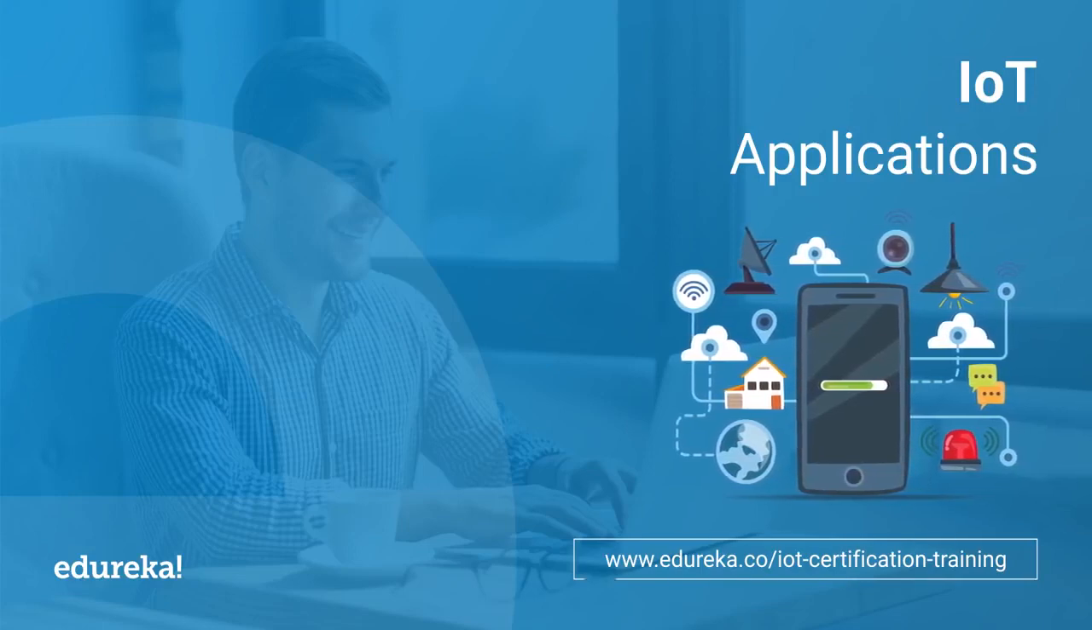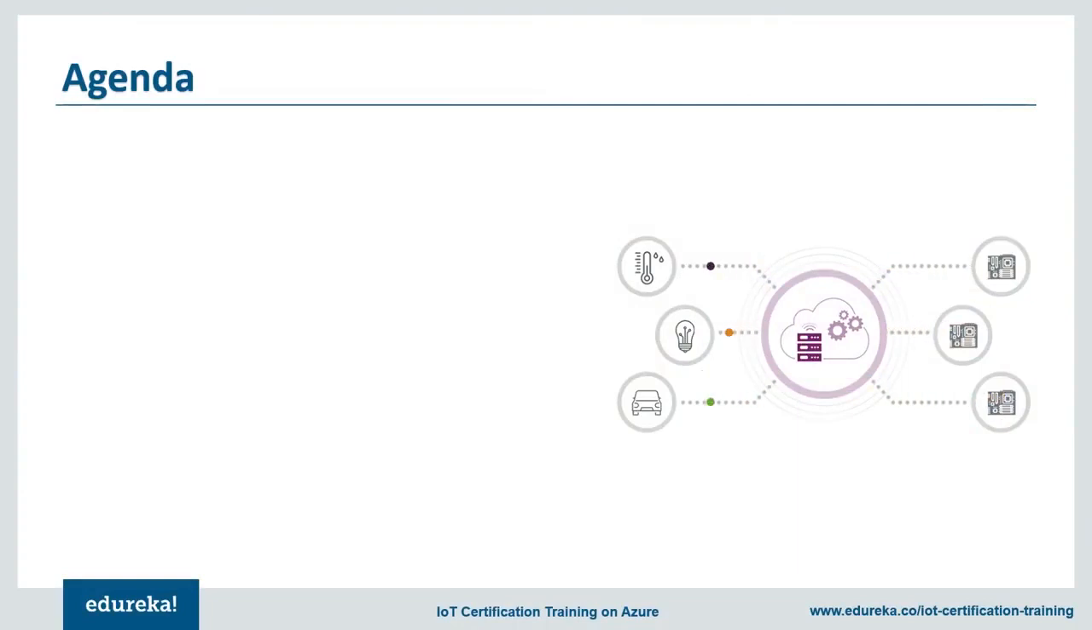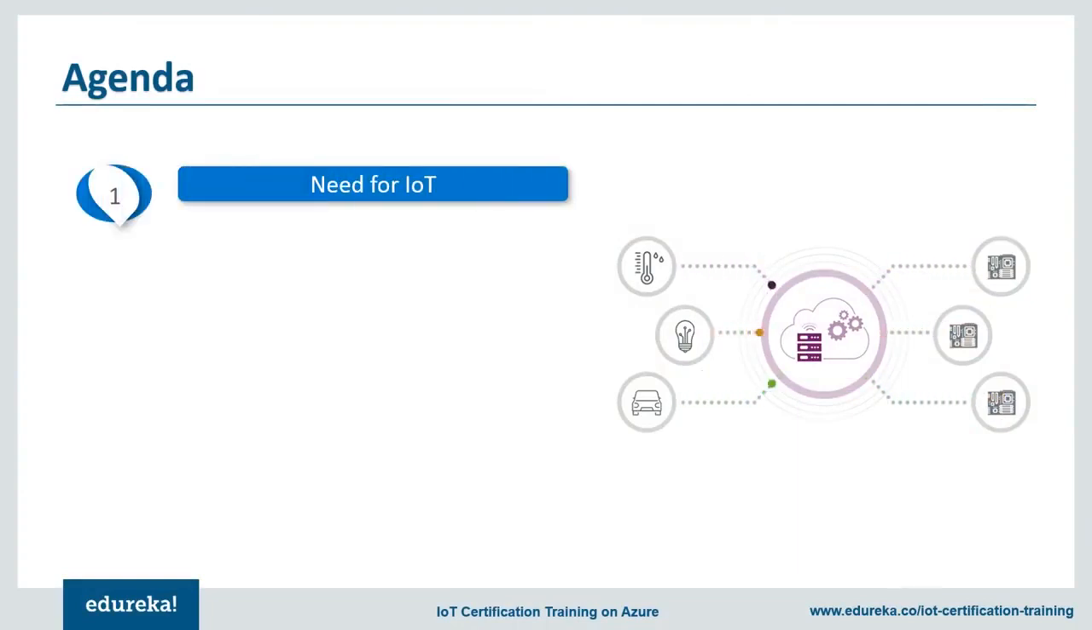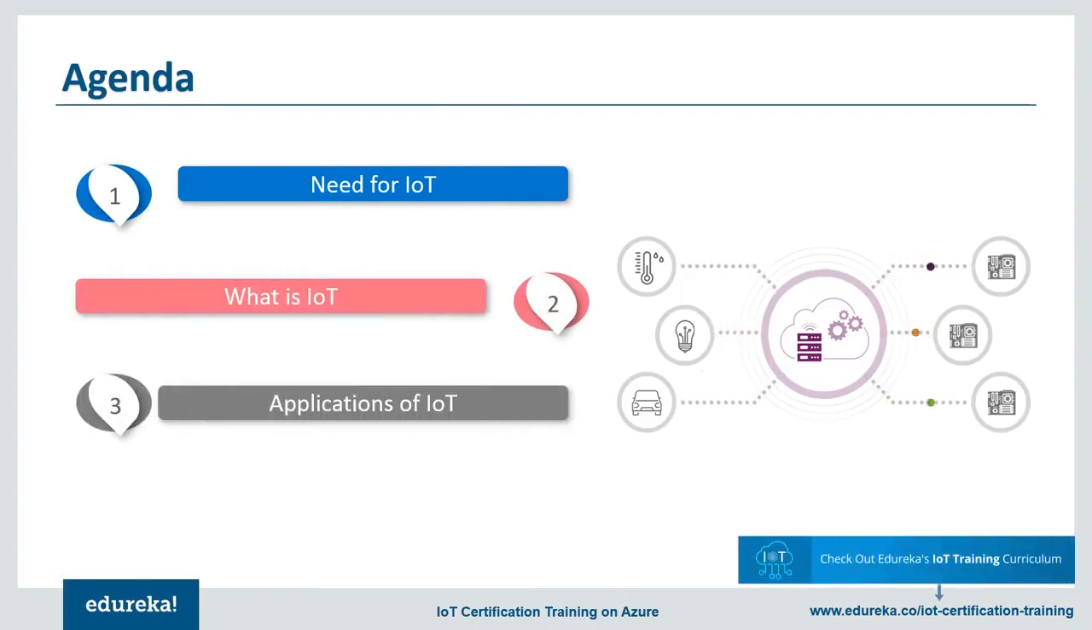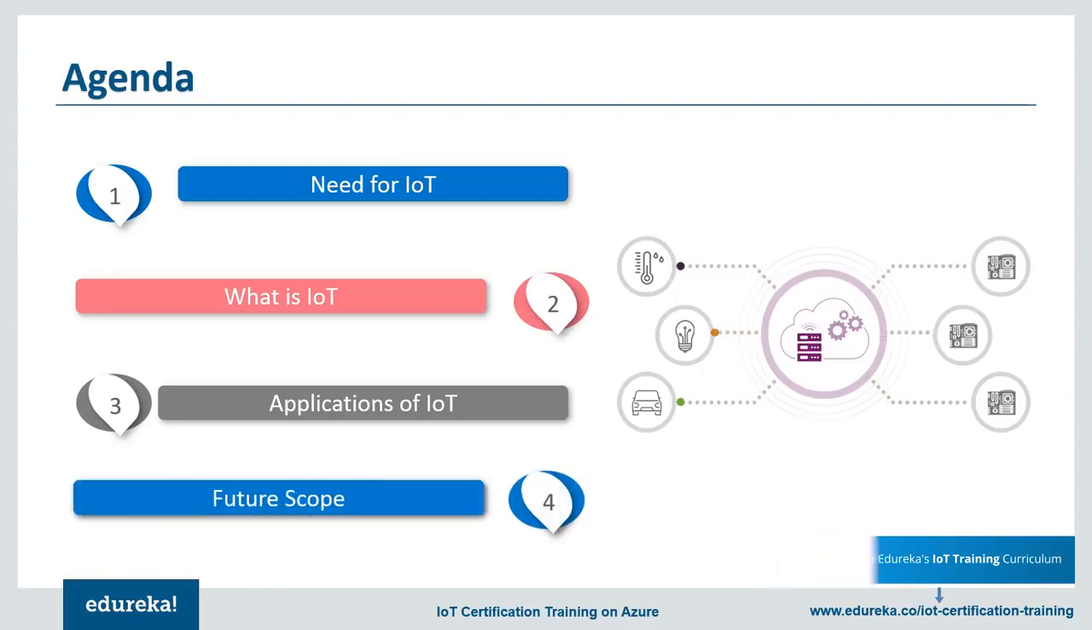So before we begin, let's quickly look into our agenda for today. Firstly, we shall discuss briefly the need for IoT. Then I'll be breaking down the term Internet of Things for you guys. Moving on, we have our focus of the video, that is the applications of IoT and how it's making our world smarter. Finally, I shall be concluding with the future and scope of IoT.